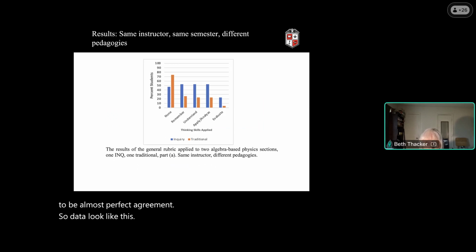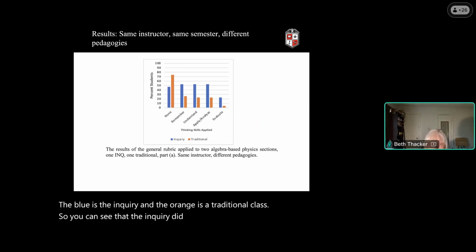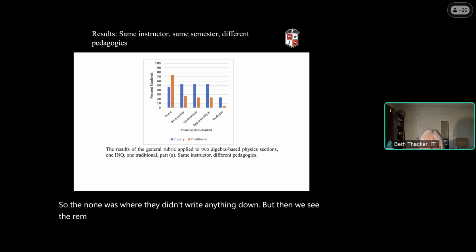The blue is the inquiry class and the orange is the traditional class. You can see that the inquiry class did better in most things. The none category is where they didn't write anything down, but then we see remember, understand, apply, analyze, and we did see some evaluate in both classes, not a lot, but that was common among the problems.